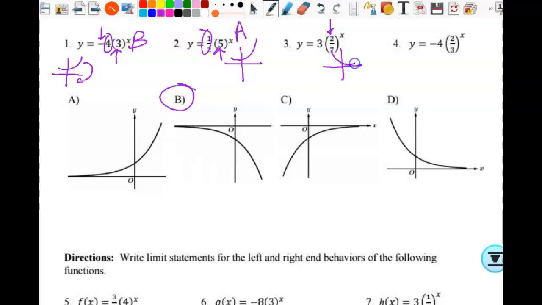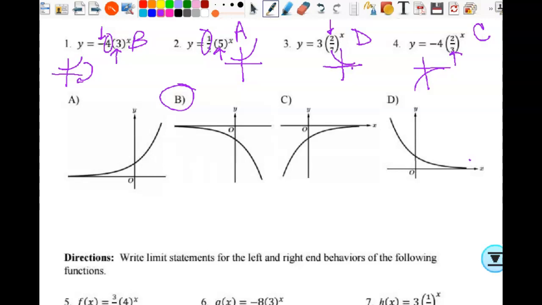Okay, so number 3, based on this B, growth or decay? Decay, which means it looks like that. Is there a reflection? No, so that makes this D, right? Except this one right here. This means it is what? Decay, so it looks just like this, but then I have a reflection, so the reflection means it looks like that, and that would be C. Okay, we all okay with all that?